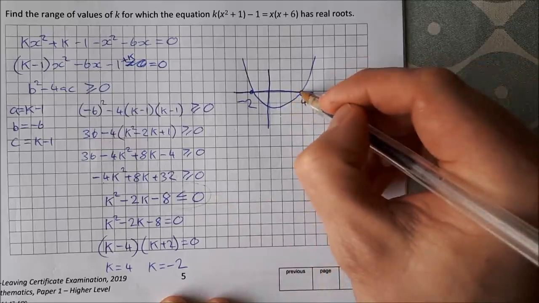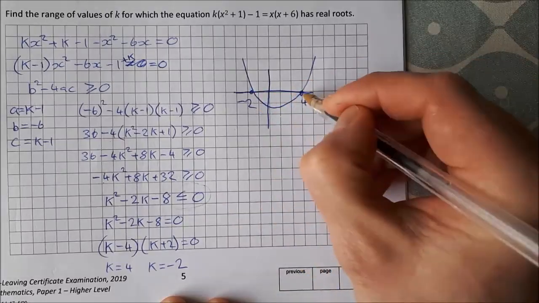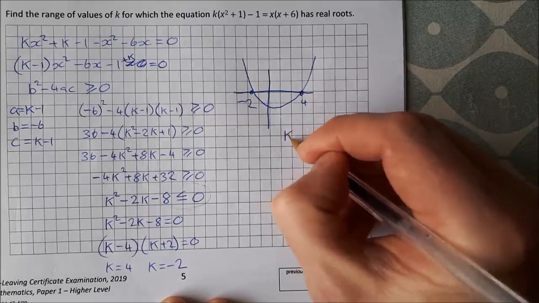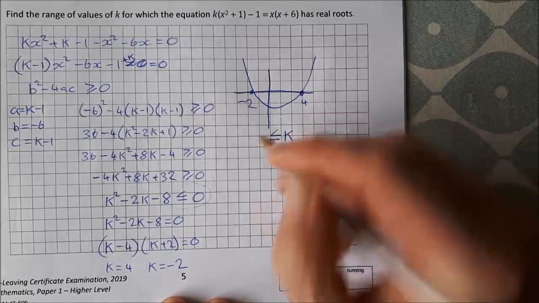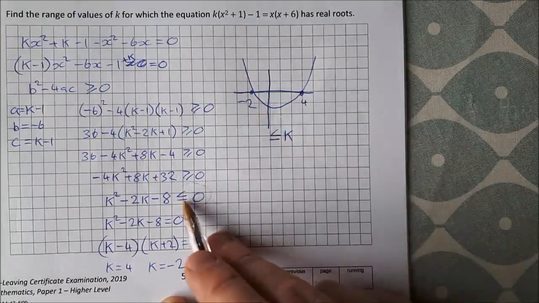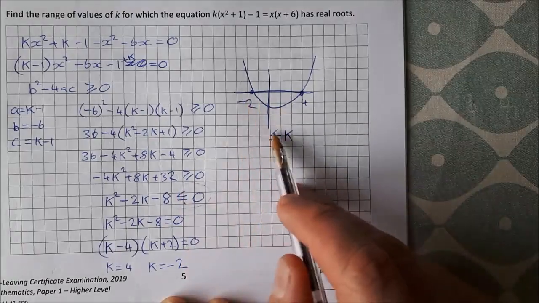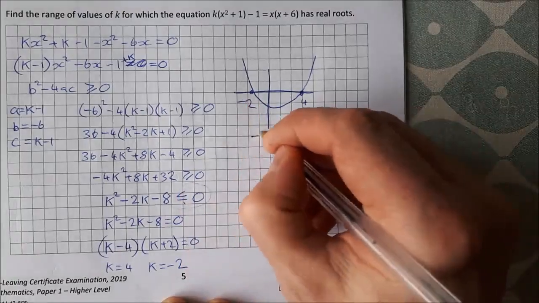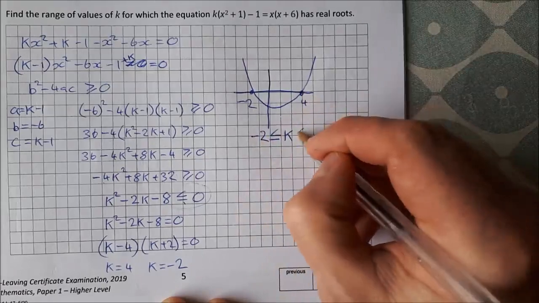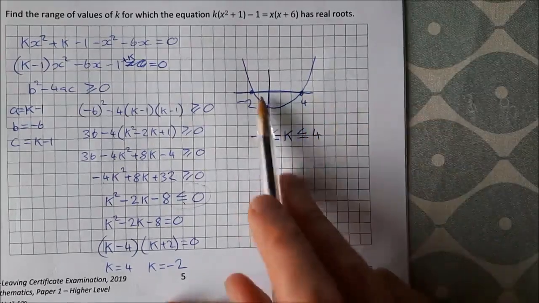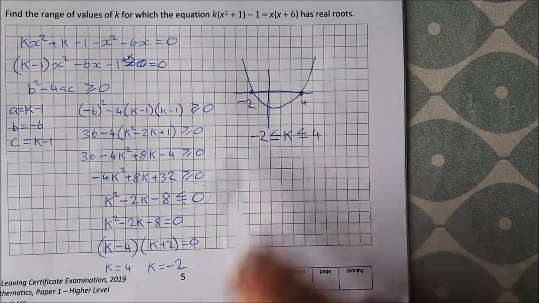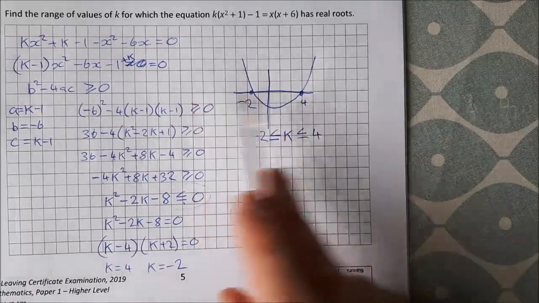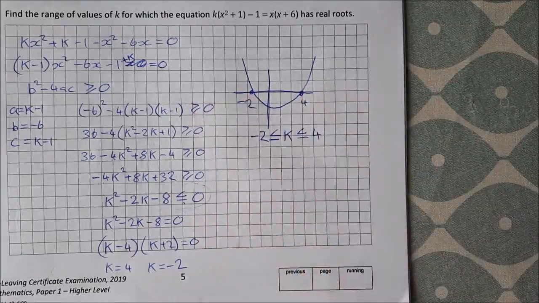Well, it's below the x-axis in between minus 2 and 4. So k is greater than or equal to, because it's below or equal to the x-axis. So k is greater than or equal to minus 2, but less than or equal to 4. So all of these values in here, k has real roots. Any values outside of this region, k does not have real roots.